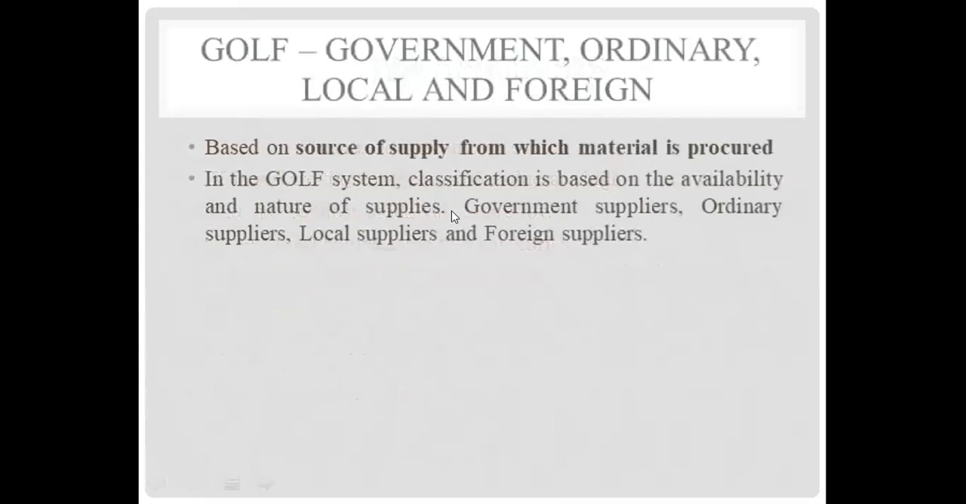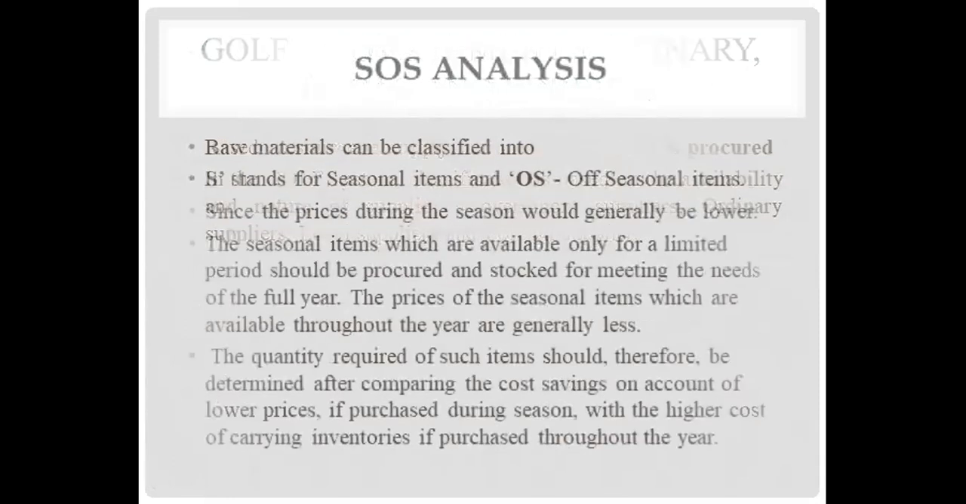Now comes the GOLF analysis, which is government, ordinary, local, and foreign analysis, which is based on the source of supply from which material is procured. In GOLF analysis, classification is based on availability and nature of supplies, whether it comes from government suppliers, ordinary suppliers, local suppliers, or foreign suppliers.